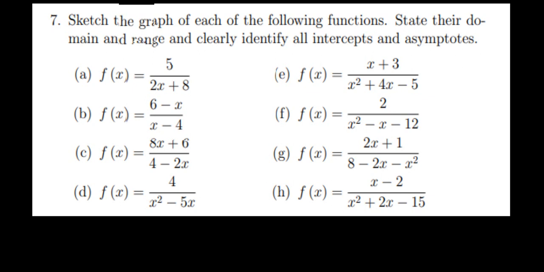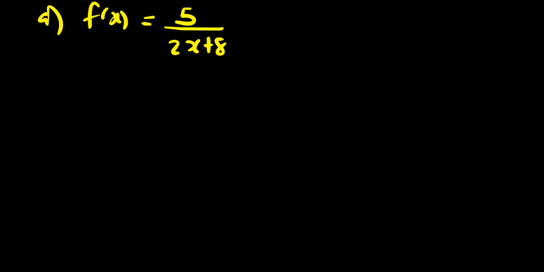Let's start with the first one. f of x is equal to 5 over 2x plus 8. So this is 7a. We are saying f of x is equal to 5 over 2x plus 8. Okay, so what are we going to do? Like we always do, find the vertical asymptote, find the horizontal asymptote.